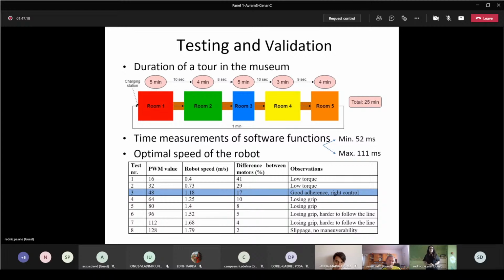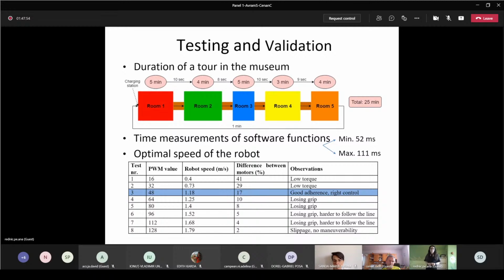Several experiments have been performed on location in the Art Museum of Baia Mare in order to validate this product. First, the duration of a tour was estimated based on the importance of exhibits in each room. The software implementation was optimized depending on time measurements for each function. Hardware experiments were performed to detect the optimal moving speed of the robot, such that it will have a good control without moving too fast for visitors.